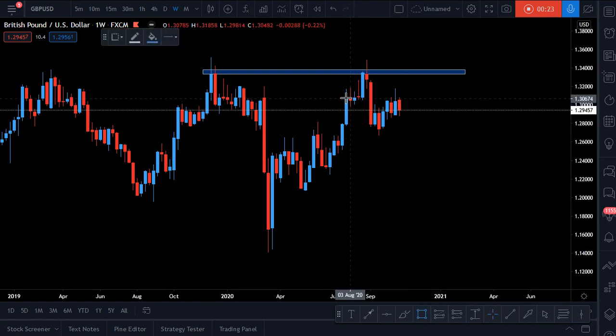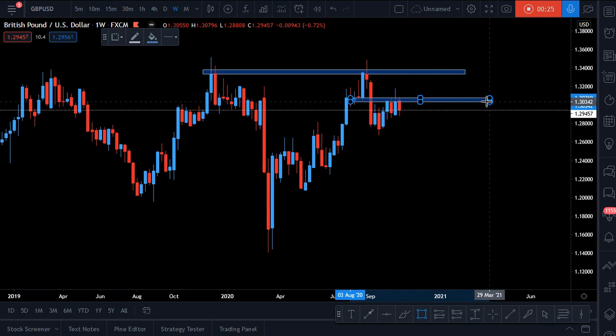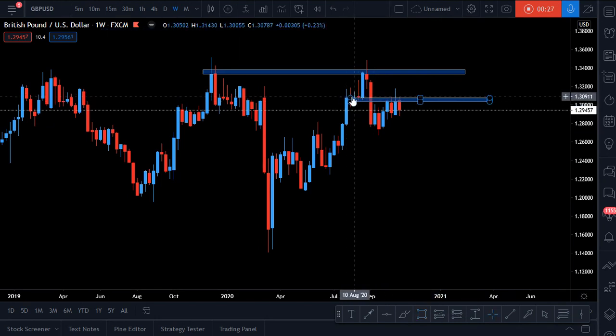So here we have another level. This previous support has now turned into a good resistance. As we see from the last 4 to 5 weeks, price is just hovering around this zone and is unable to break this zone on the high side. So let's see how price behaves in this region and then we look for the trade option accordingly.